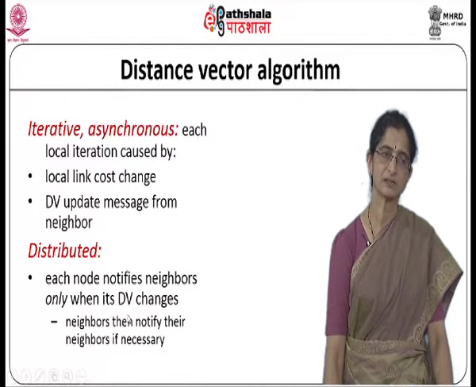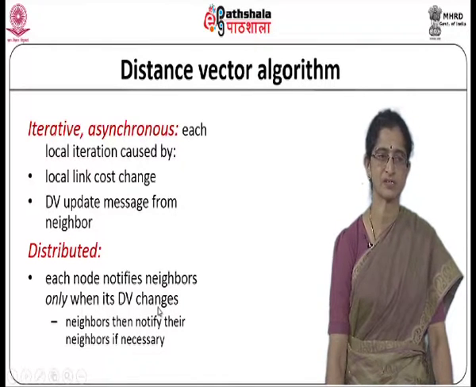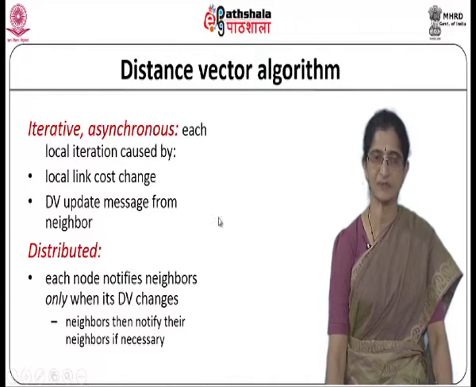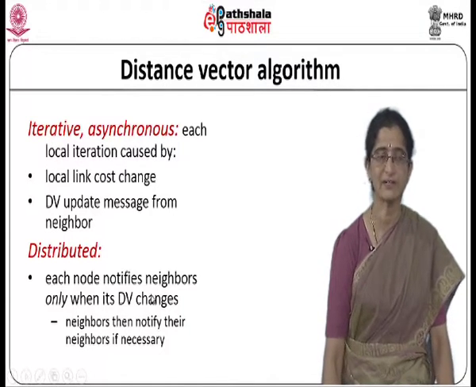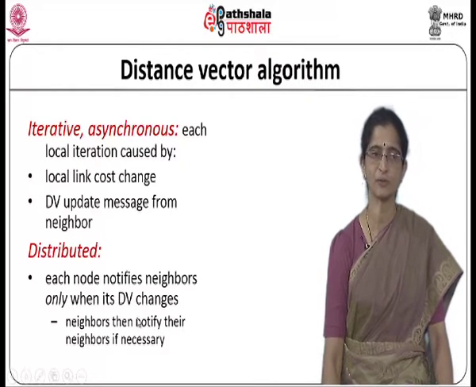The whole process is distributed because each node notifies its neighbors, and it does so only when its distance vector changes. Those neighbors then notify their neighbors and so on, if necessary. If there is a change in their information based on the information they get from one node, then they will inform their neighbors and so on.